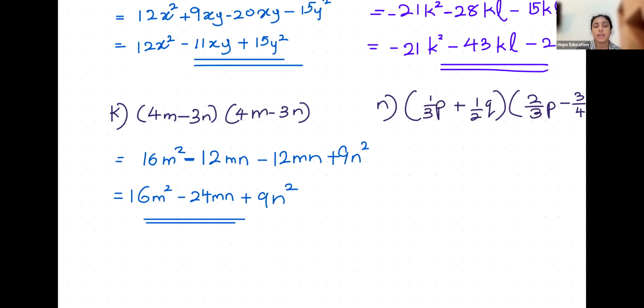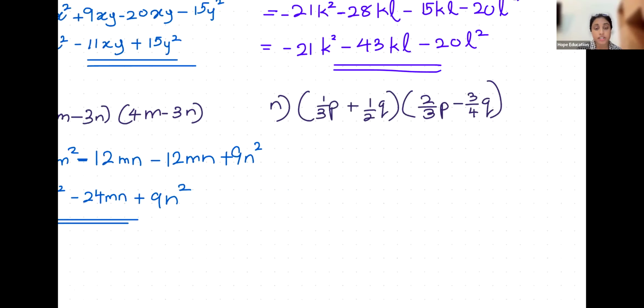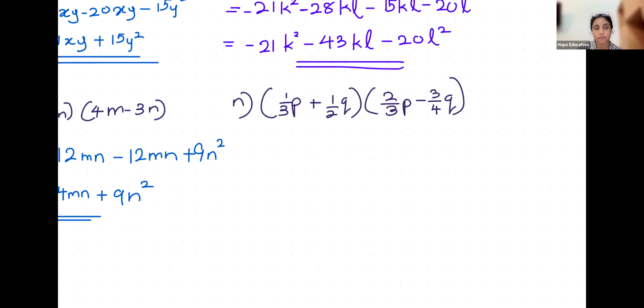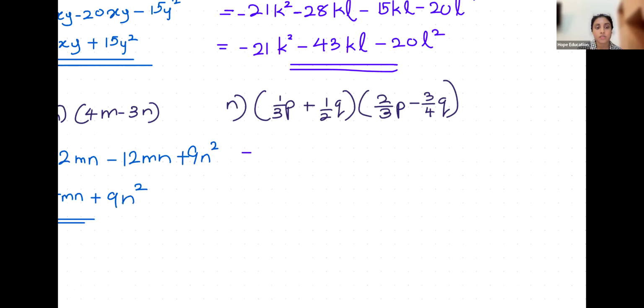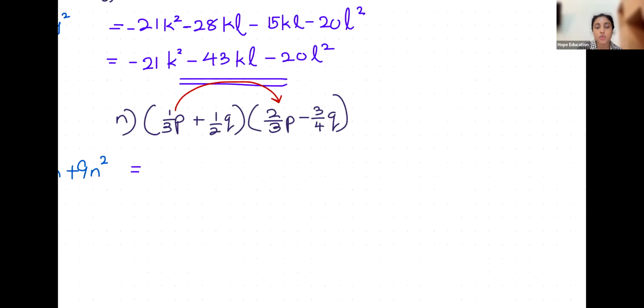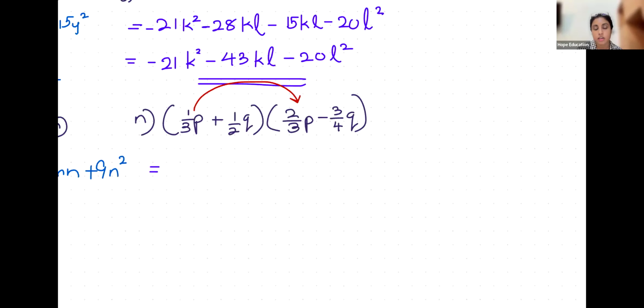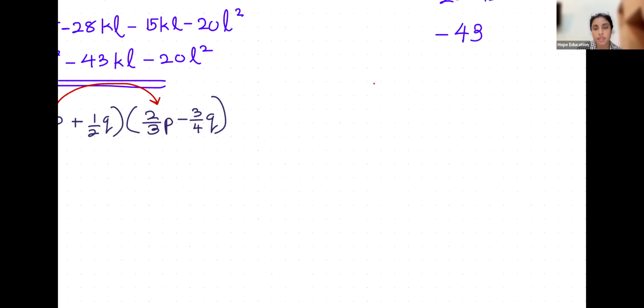Okay. Finally, now this is fractions. We have to be very careful. I'll make the red color arrows. First, 1 over 3p multiplied by 2 over 3p. 1 over 3p has plus, 2 over 3p also has plus. So 1 over 3p multiplied by 2 over 3p.